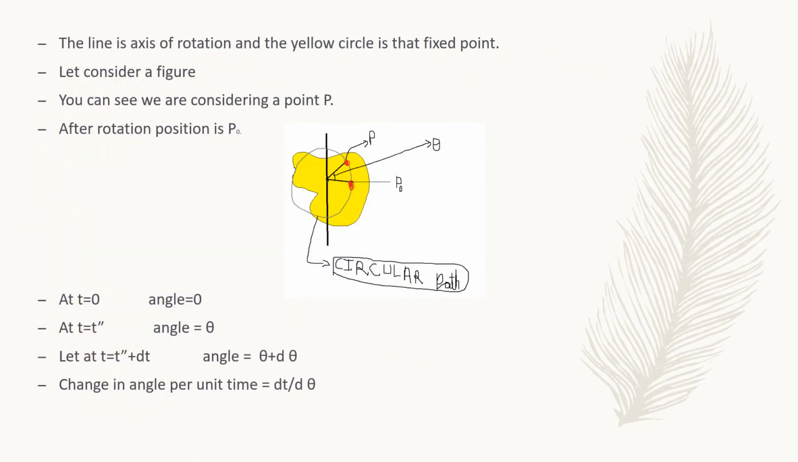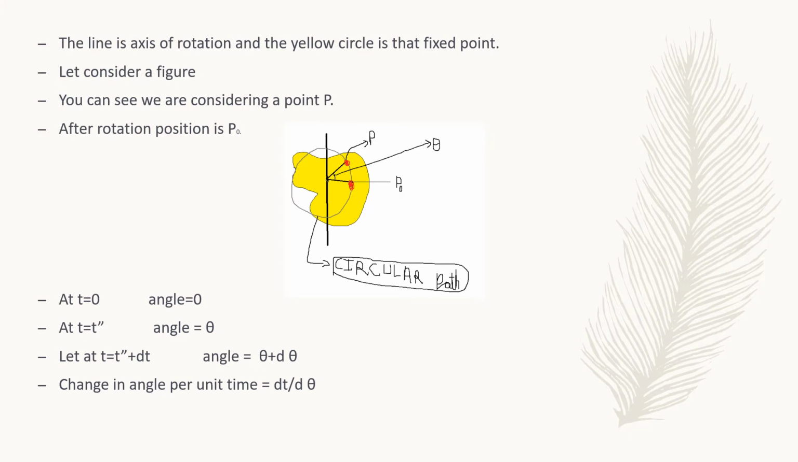Let's start some calculations. This line is the axis of rotation and the circle is that fixed point. Let's see, this is an object, and this is that fixed point and this is the axis of rotation. Let's consider the figure. You can see we are considering a point P here. After rotation the position is P naught, so the point on the object moves from here to here.